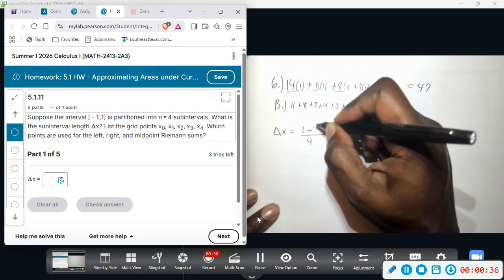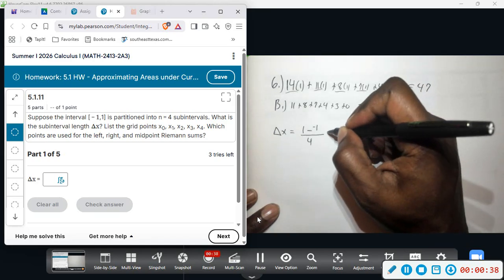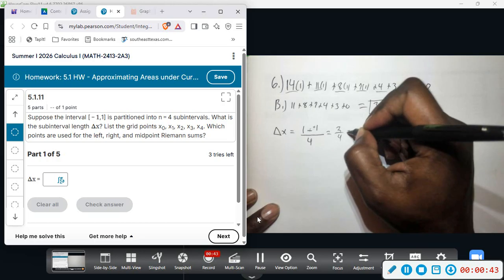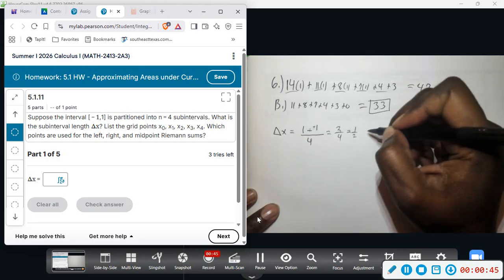This will give us 1 minus a -1 is plus, so that'll give us 2 over 4, which is a half, or 0.5.